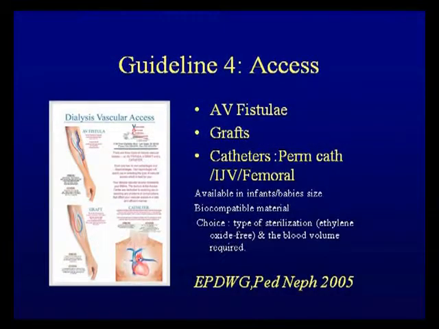These are the European Dialysis Working Group guidelines, which were published in Pediatric Nephrology. Guideline 4 deals with access. And again here, like in adults, AV fistula is the access of choice. Then you have got grafts, you have got catheters like Permacath, IJ, femoral. And these catheters are available in infants of baby size. You need a biocompatible membrane, and then there's always the child's choice of sterilization. And obviously, you need to keep in mind the amount of blood volume that is required as far as the extracorporeal circuit is concerned.